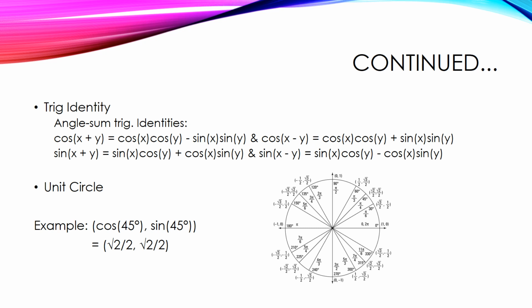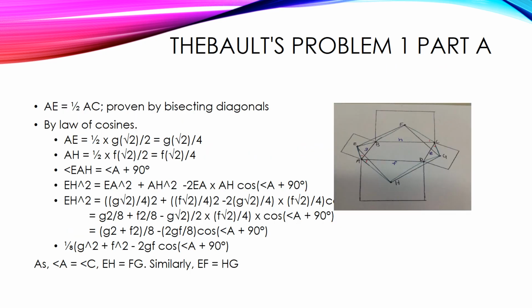And also, with the unit circle, it's important to revisit this because we'll be using it with the proof. For example, if we have an angle of 45 degrees, hence pi over 4 radians, then the cosine of that would be the square root of 2 over 2, and the sine value of that would be square root of 2 over 2.